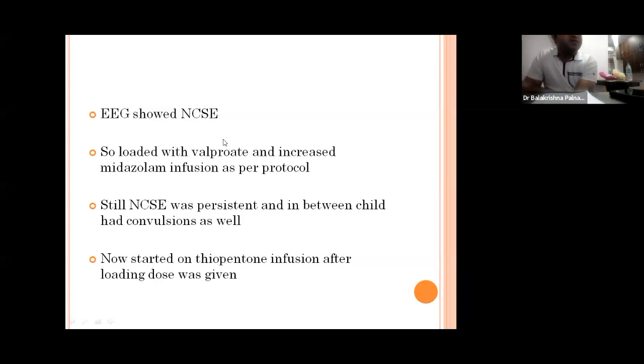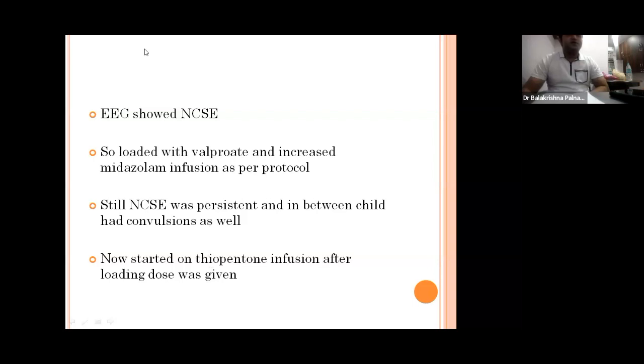Here I want to make a point. When we want to increase the midazolam infusion, you can't just keep on increasing the infusion. You need to give one loading dose of 0.05 to 0.1 mg per kg. Then only you can increase the midazolam infusion as per the protocol. Still, non-convulsive status epilepticus was persistent, and in between the child had convulsions as well.